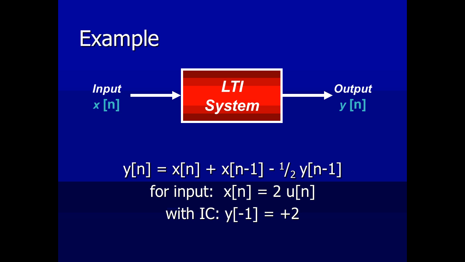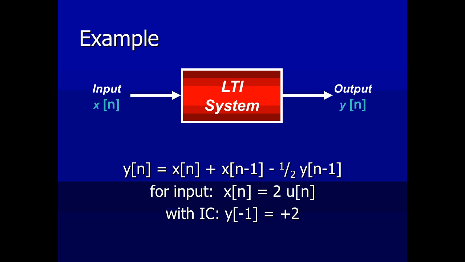It's like this, versus n, 1, 2, 3, minus 1, minus 2. So it's 0 till index n equals 0, then it goes up to a 2, and stays there, the same height forever. So it's a two height step. It's a causal input, and we want to know what's the output, and we'll have some initial conditions, which is that the output at n equals minus 1 is equal to 2.